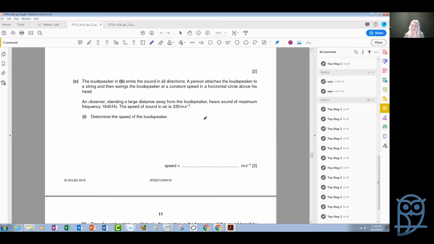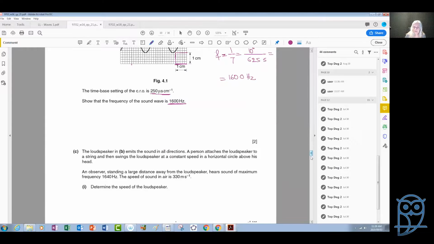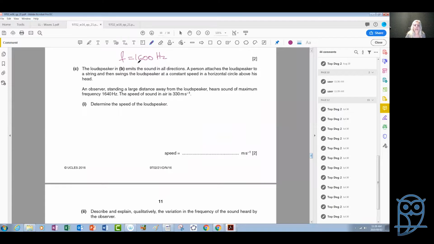I hope you heard that well on the video. And here we have a question that concerns the Doppler effect that we saw just now. It says the loudspeaker that we were talking about before, of which we found that its frequency was 1,600 hertz. We need this number now. This loudspeaker emits the sound in all directions, obviously. A person attaches the loudspeaker to a string and then swings the loudspeaker at a constant speed in a horizontal circle above his head.